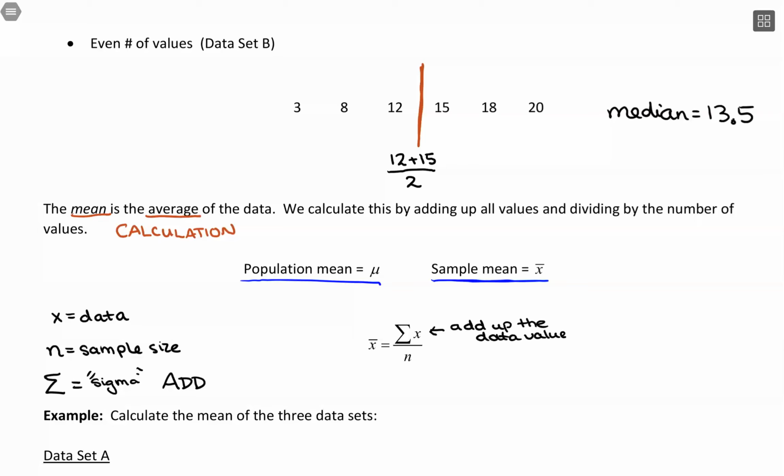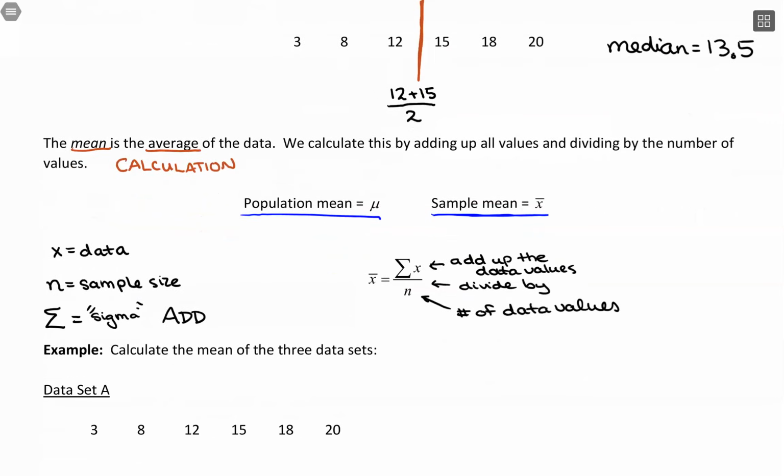And then we're going to divide by our sample size, or you can think of that as the number of data values. So I wanted to show you this notation because it's a common form of writing the mean. However, how it translates is something that we're familiar with: adding things up across the data set, then division of our actual sample size. So let's see this at work.